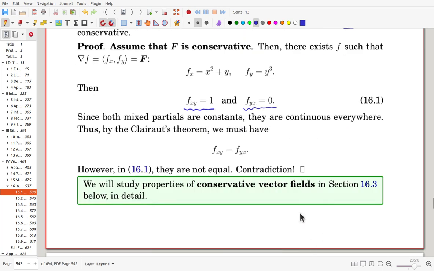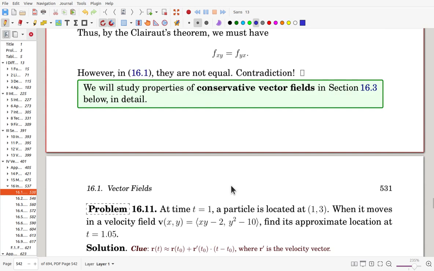And later on, we'll study properties of conservative vector fields in section 16.3 in detail. Okay.